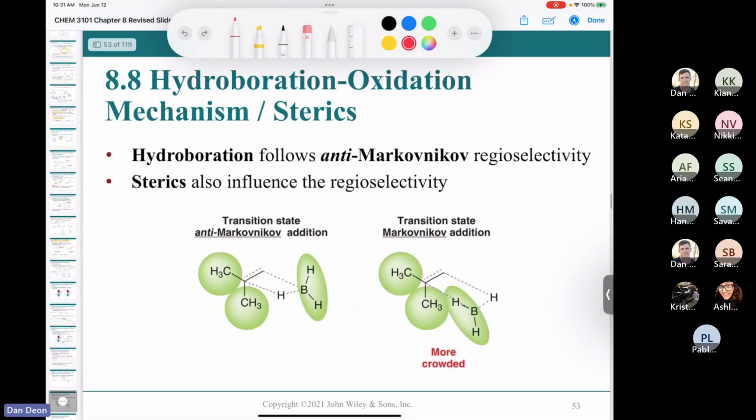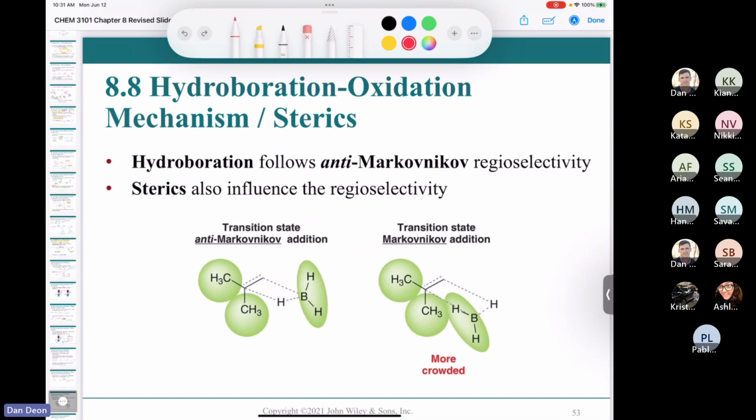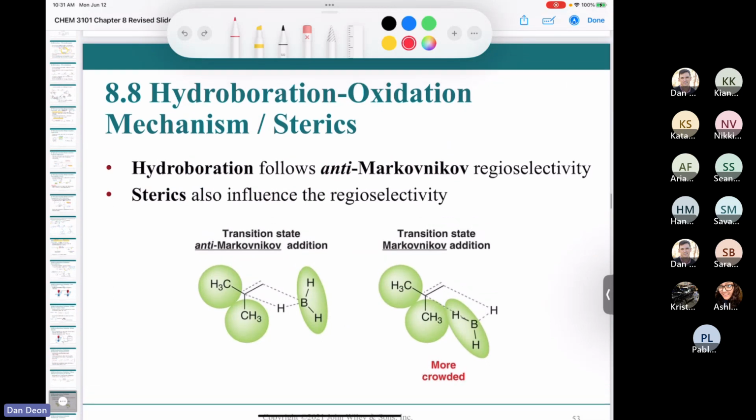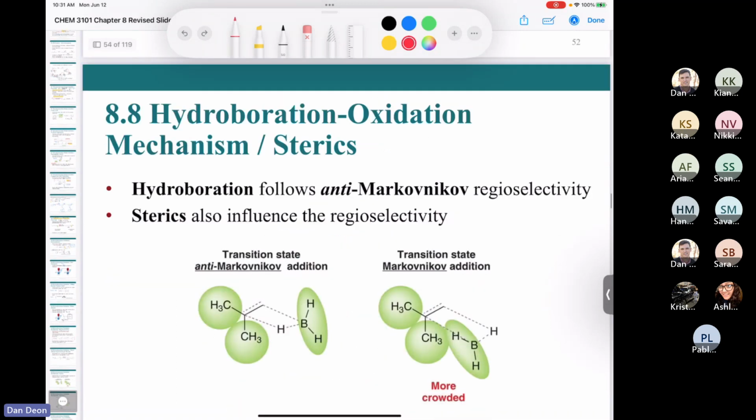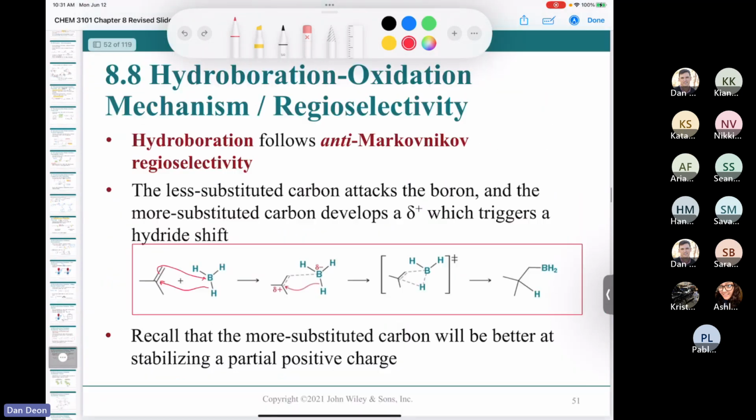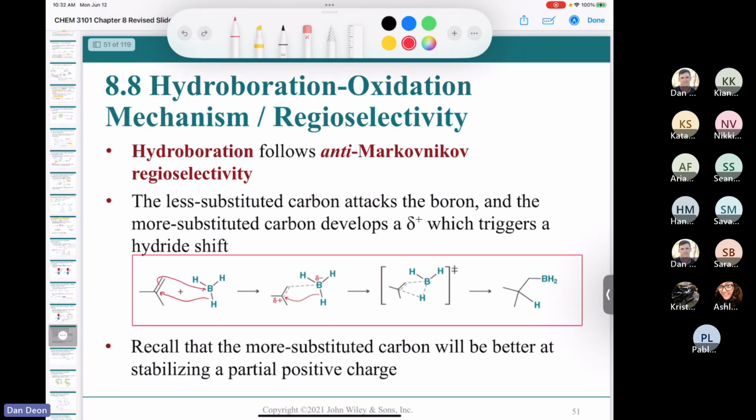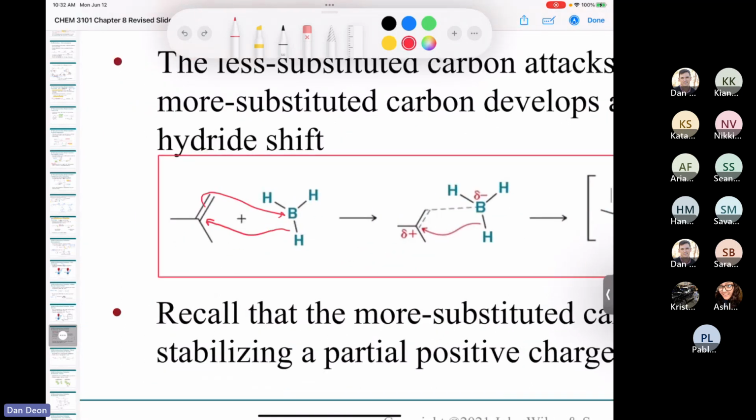It's shown right here. So this is showing the sterics, okay? More crowded versus less crowded. And the electronics is shown here. I didn't even notice it before. So you have a partial positive charge built up on the more substituted carbon.